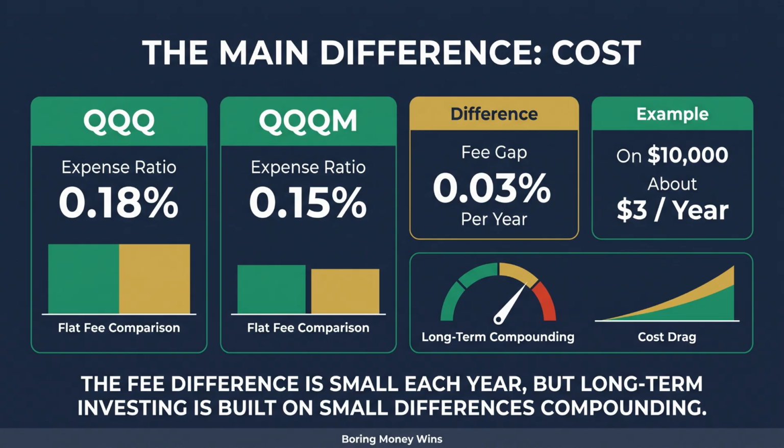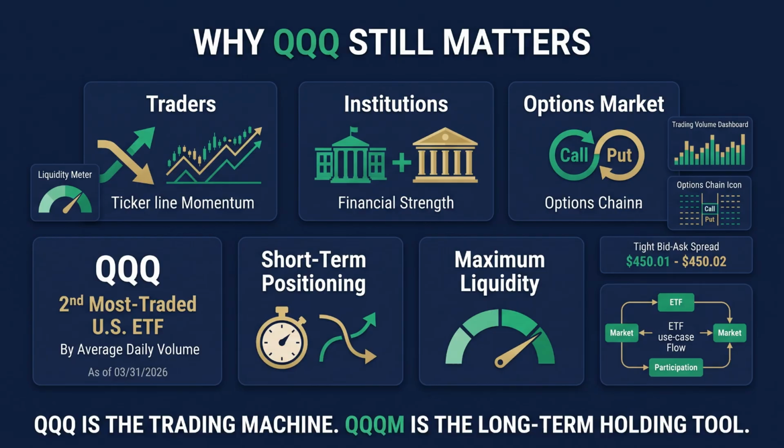So if QQQM is cheaper, the next question is obvious. Why does QQQ still exist? QQQ still exists because cost is not the only thing investors care about. QQQ is one of the most heavily traded ETFs in the United States. It has deep liquidity, it is heavily used by traders, it is widely used by institutions, it has a very active options market, and it can be useful for short-term positioning, hedging, and tactical strategies.